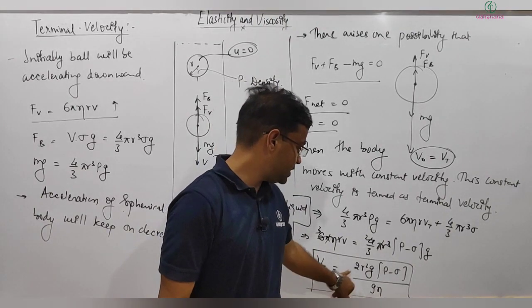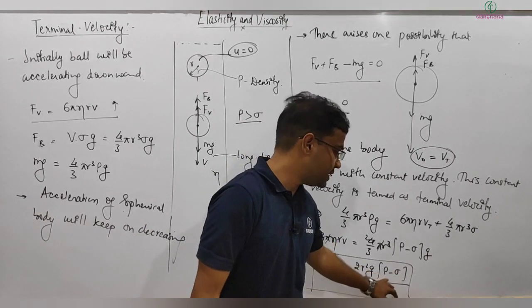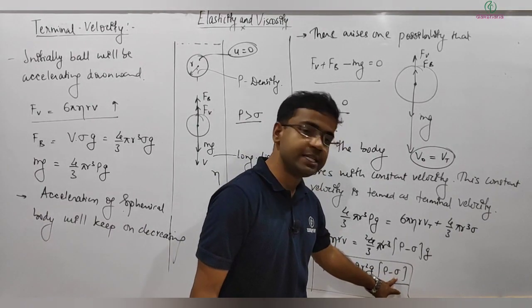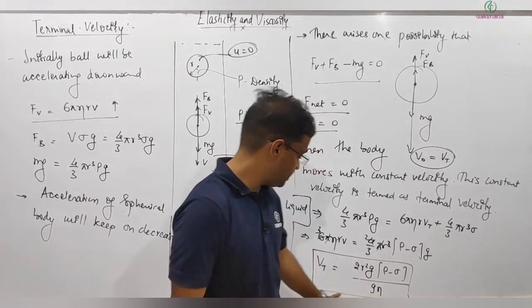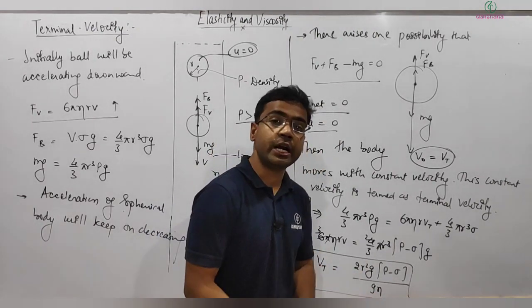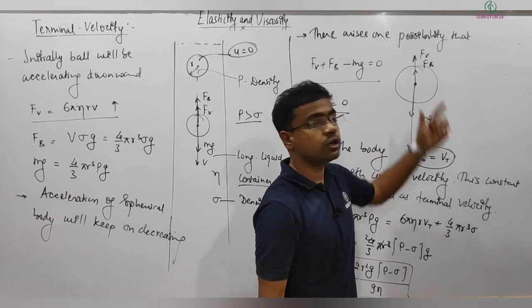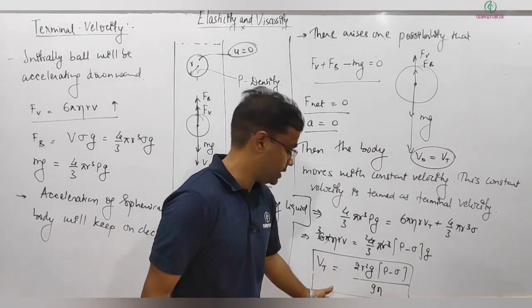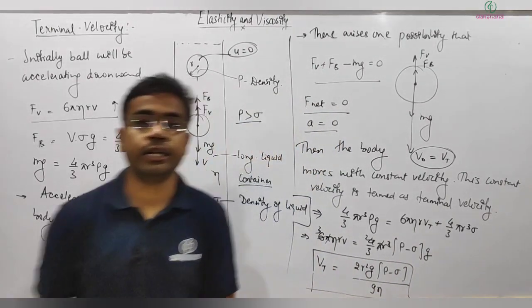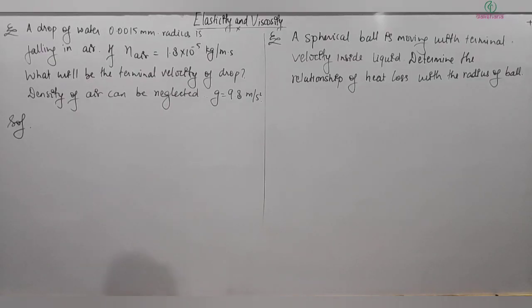So terminal velocity depends on g, that is actually constant, depends on the density of body, density of liquid, and it is also inversely proportional to the viscosity of the liquid, and directly proportional to the square of the radius of the spherical ball or body. So this is finally the expression, and we define this as terminal velocity. Okay, let's see some problems based on terminal velocity and its application.